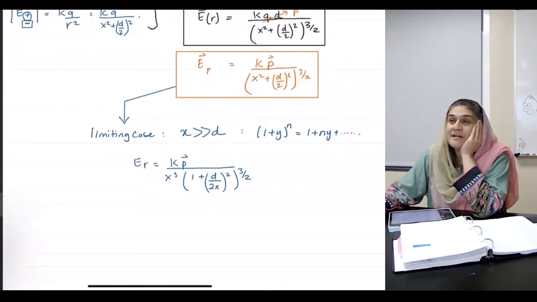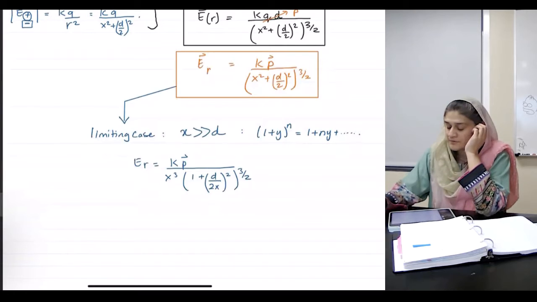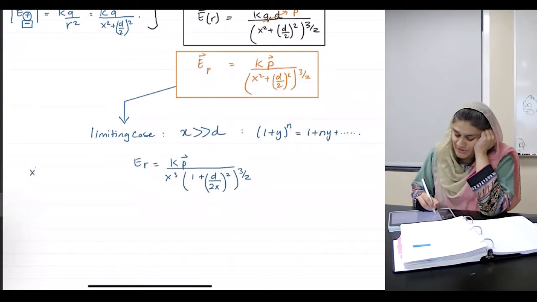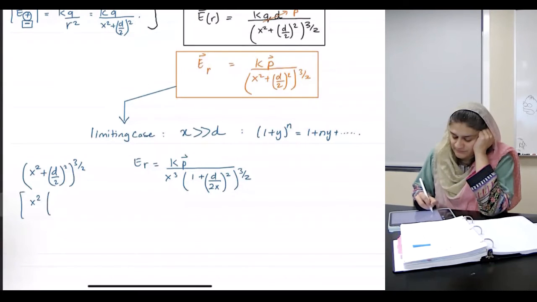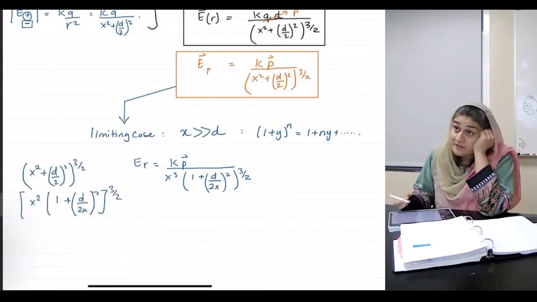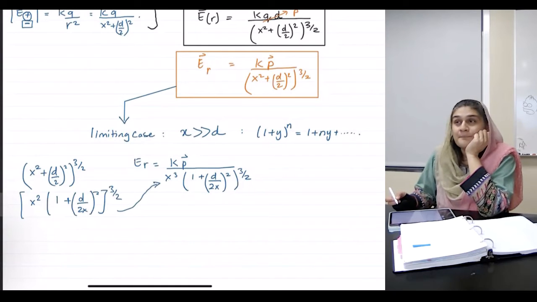Take x squared common from the denominator. Stare at it. So basically what I've done is it's x squared plus d over 2 squared to the power 3/2. I took x squared common. So it'll become 1 plus d over 2x squared to the power 3/2, which gives me this. Do you guys see that?